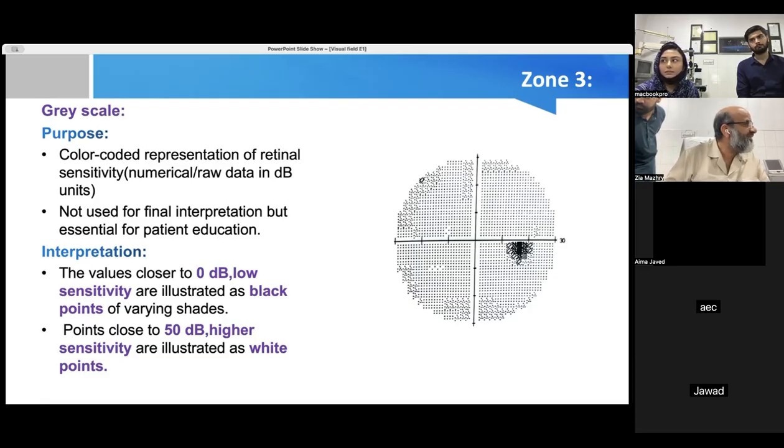0 decibel is the brightest stimulus and 50 decibel is the darkest stimulus.